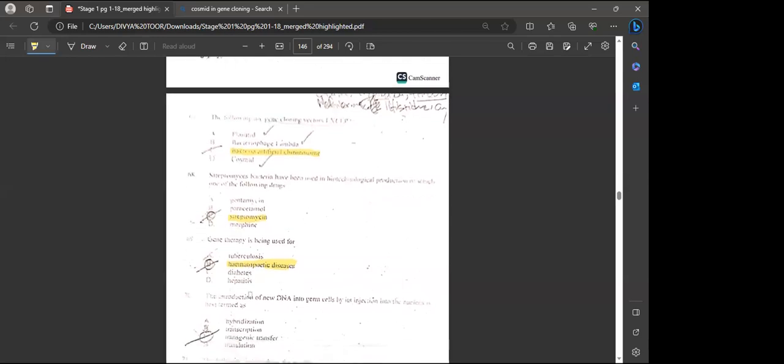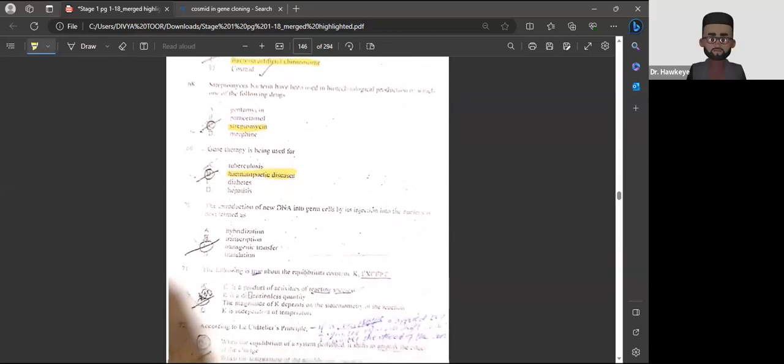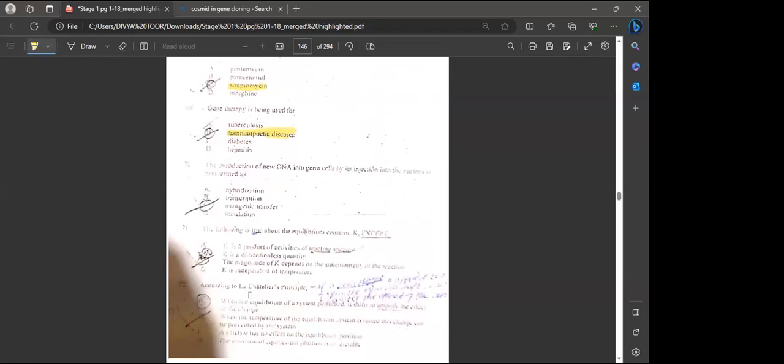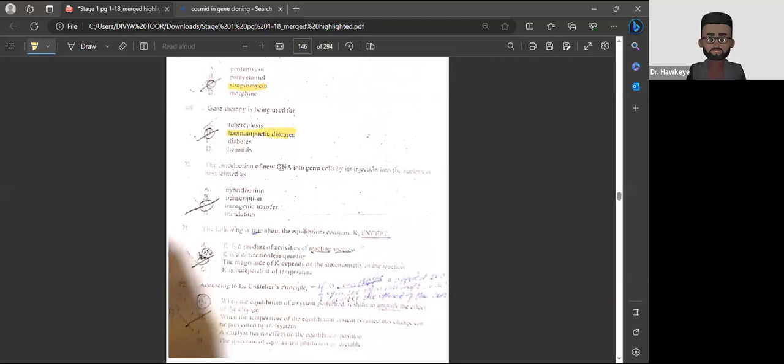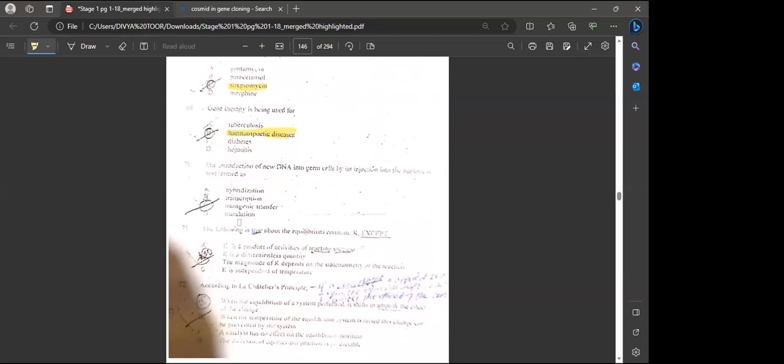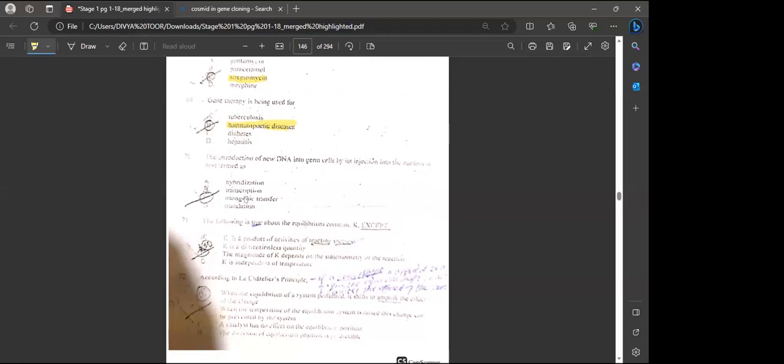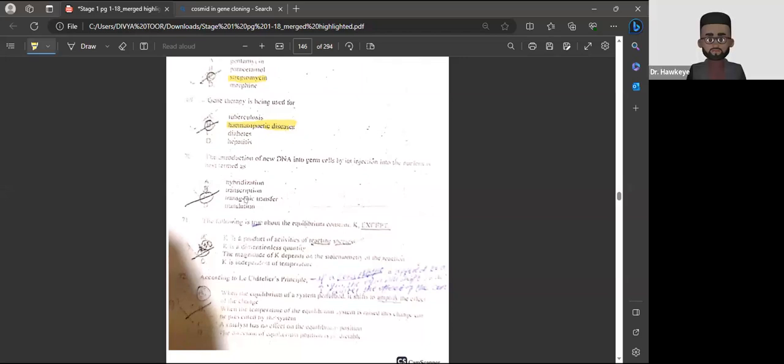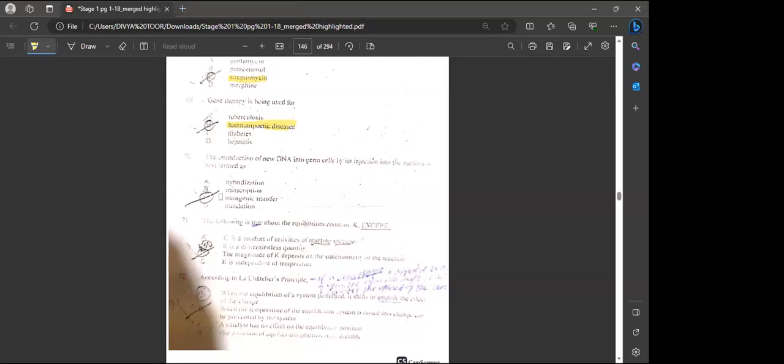Okay, so I guess we move. All right, so the introduction of new DNA into germ cells by its injection into the nucleus is termed as, yeah. I think it's trans... transgenic.